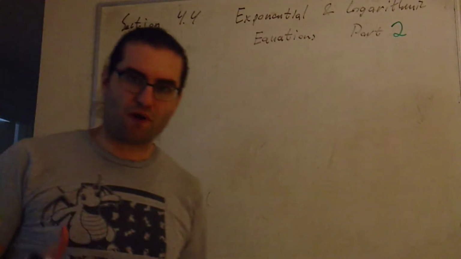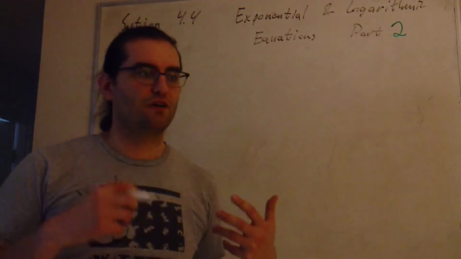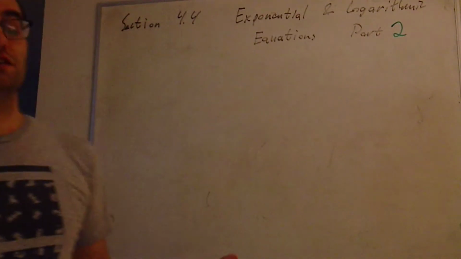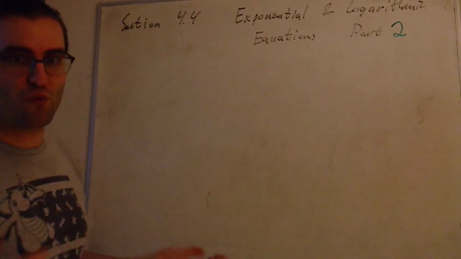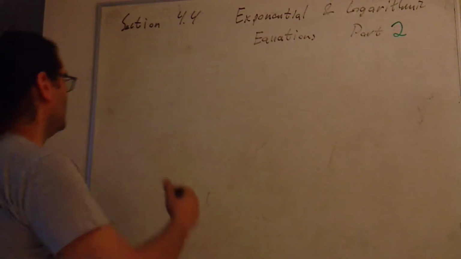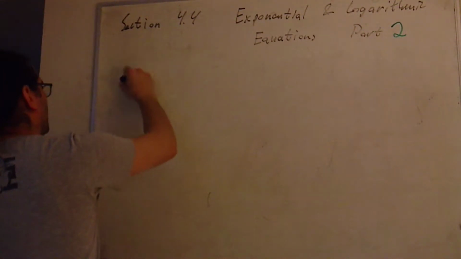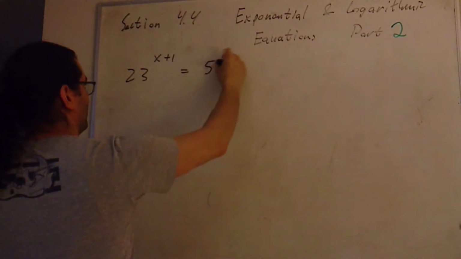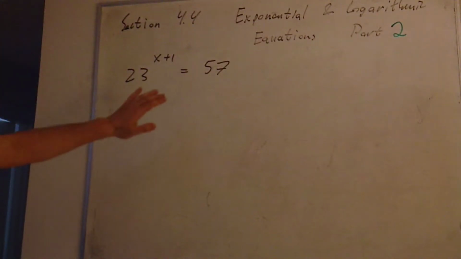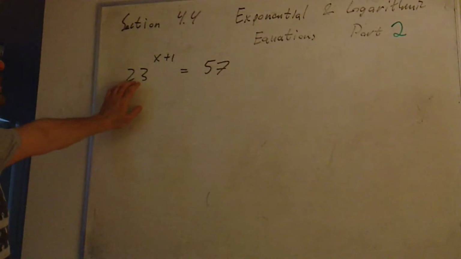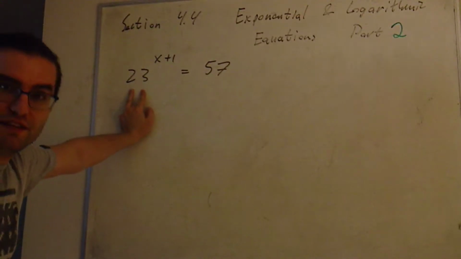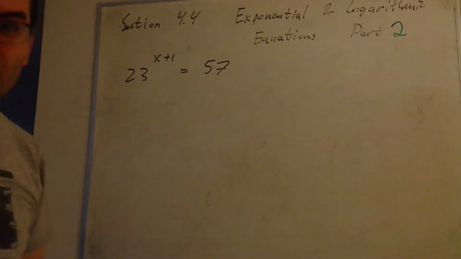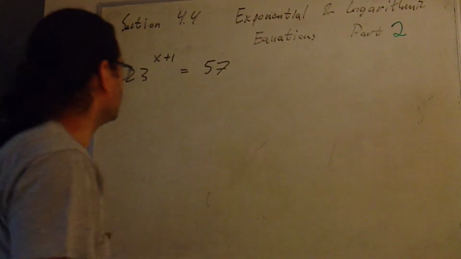We're going to run into problems when we don't have questions that are designed to be nice. It's possible that we're going to get questions with weird numbers that aren't really powers of anything, like 23 to the x plus 1 equals 57. I'm just making up numbers here. 23 is not a nice, easy power of some number. 57 is not. In fact, I think both of them are prime. They're not even multiples of numbers, let alone powers of numbers.